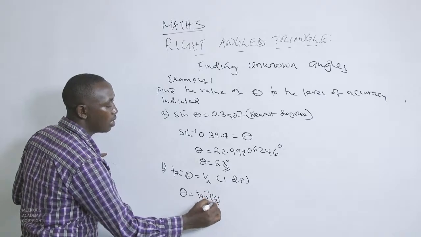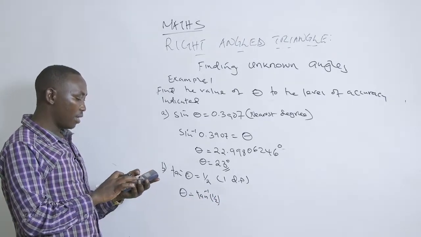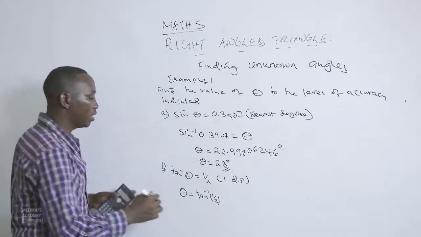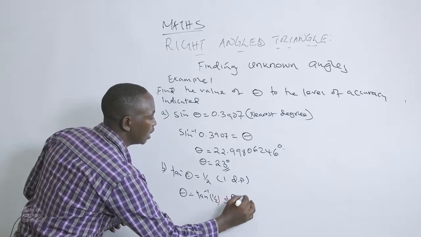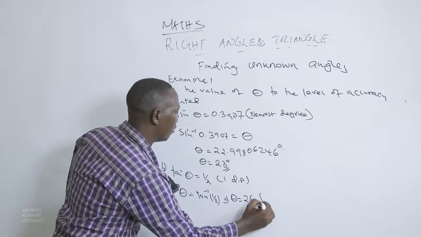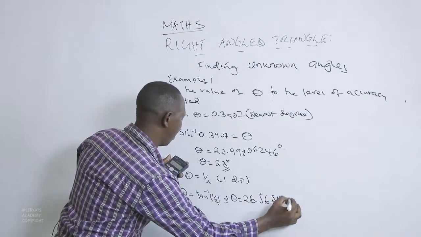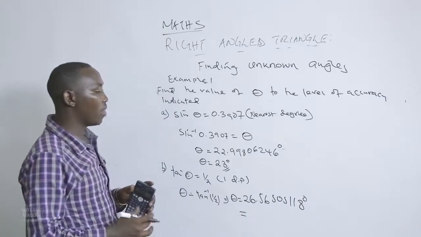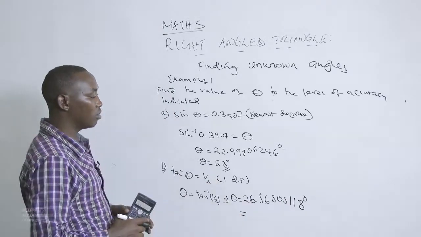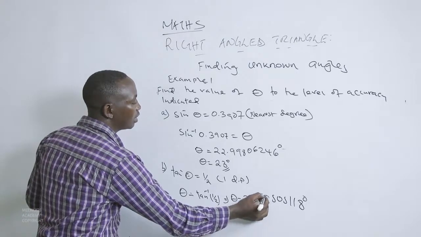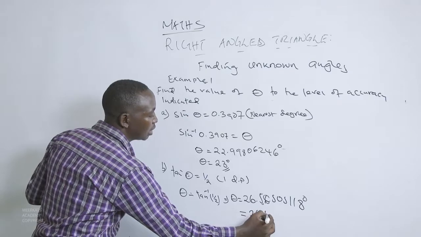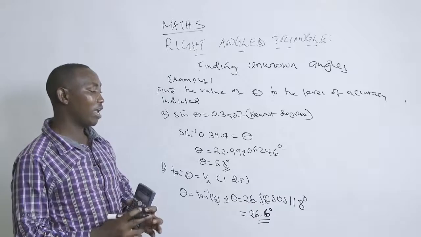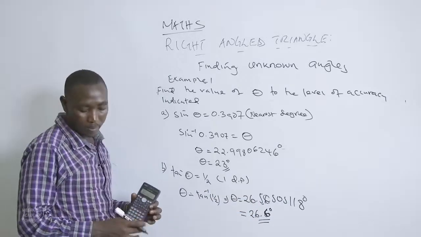of 1 over 2 or a half, and therefore the tan inverse of 1 over 2 will be 26.56505118 degrees. And because the question requires us to write off to the nearest 1 decimal place, then that shall be 26.6 degrees. Because 6 is more than 5, it's going to affect this one to become 6.